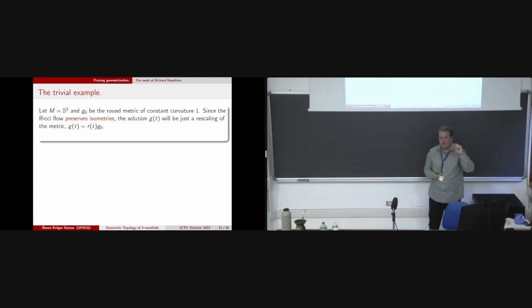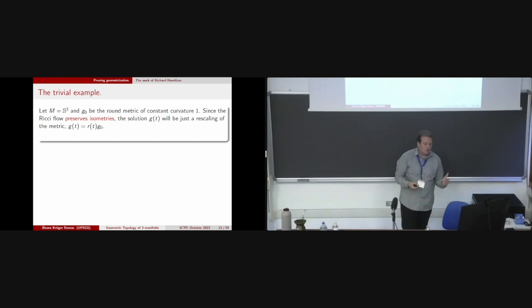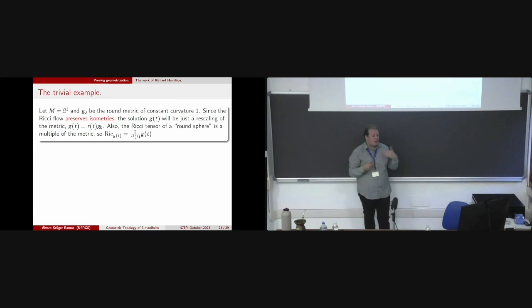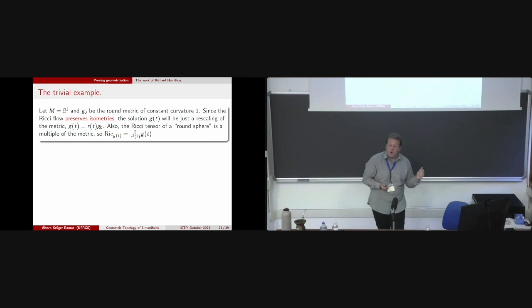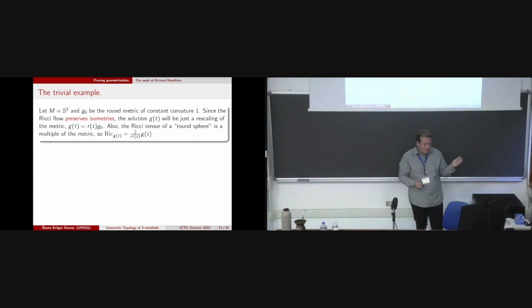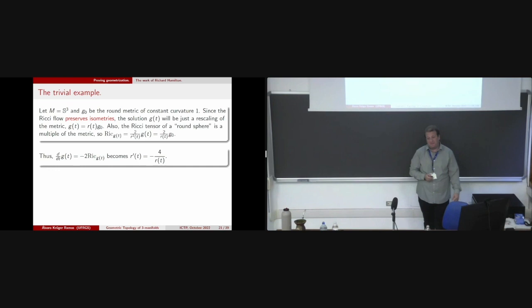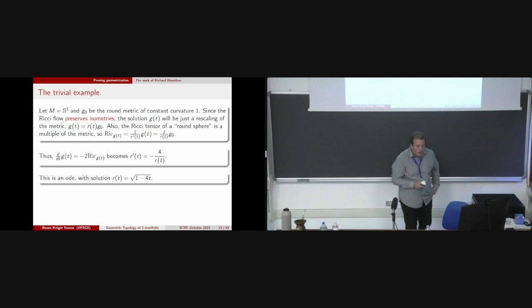In particular, the solutions will be just a rescaling of the original metric. We don't know the parameter yet, but there is some function R of t such that the solution for the Ricci flow will be R of t times G0. For round spheres, it is a simple computation to see that the Ricci tensor is just a multiple of the metric, and the multiple is 2 times 2 divided by the radius squared. So the Ricci tensor of the metric G_t is this tensor here. But we know that G_t is just a multiple of G0, so we can simplify. Now everything is an ODE, and not a hard one, a simple ODE. The Ricci flow equation becomes R prime of t equals minus 4 divided by R. And we can solve it easily: R of t equals the square root of 1 minus 4t.